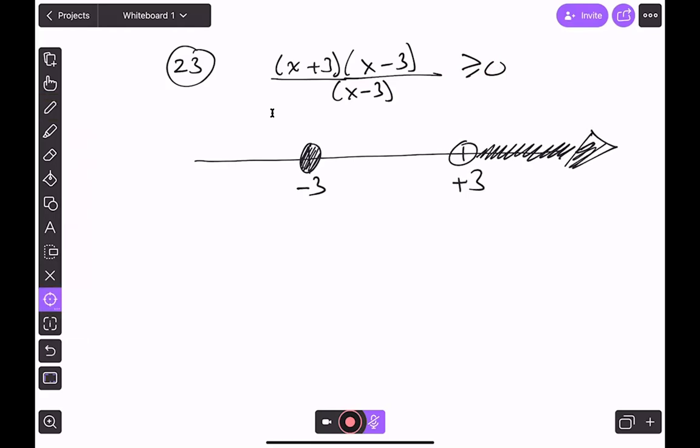Okay. We're going to go between minus 3 and 3, and we're going to plug it in. And what's a good number between minus 3 and 3? I would say 0. And you're going to plug it in. What would you get? Positive times a negative, which is negative, divided by a positive. So this doesn't get shaded in.